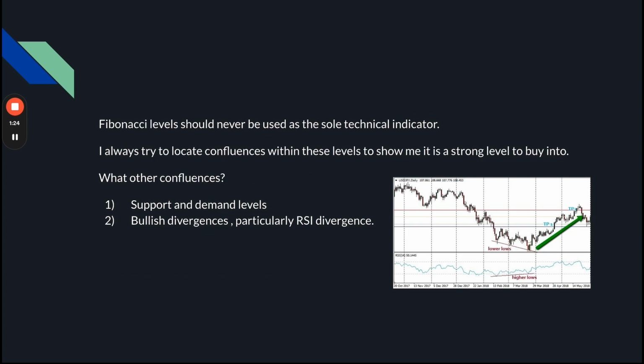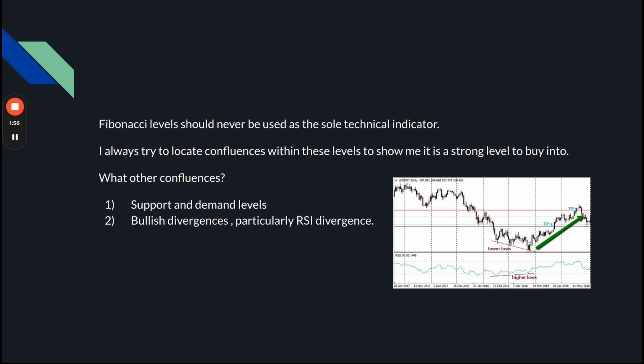So Fibonacci levels should never be used as the sole technical indicator. You never want to just use Fibonacci levels and draw them out without using any other things to support your thesis. If you do that, it's not going to go well. You always want to find and locate confluences, like the support that I said, within those levels to show that it is a strong level to get into. What are these confluences that I'm talking about? What are these things that support these Fibonacci levels?